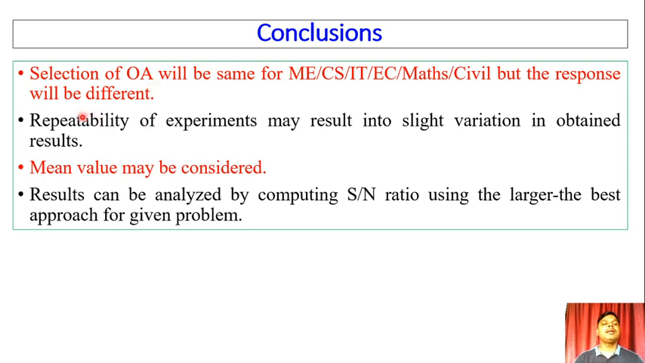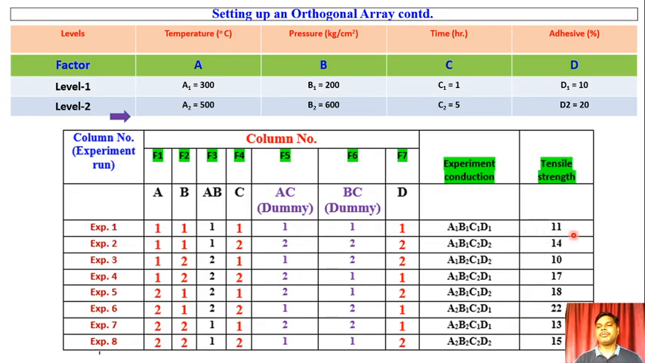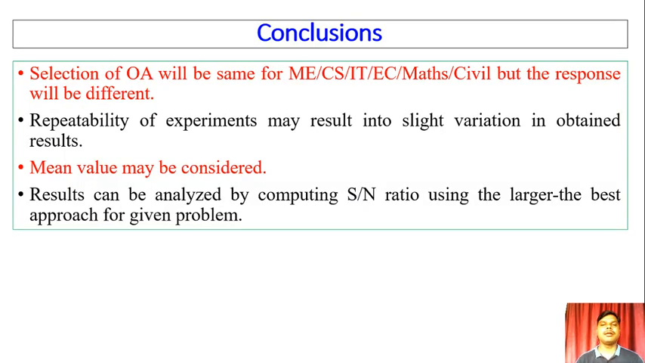Okay, then repeatability of experiments may result into slight variation in obtained results, as I have told here that we have to repeat it. Like in a single run it comes out to be 11, in second run it comes out to be 10.99, in third run it comes out to be 11.1. So we have to find out the mean of these 3 experiments. So experiments may be repeated to ensure that the results are correct, okay, and they are validated. So mean value has to be considered here in case of repeatability of experiments.